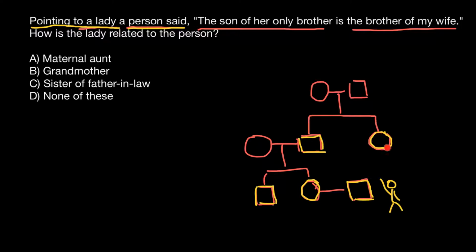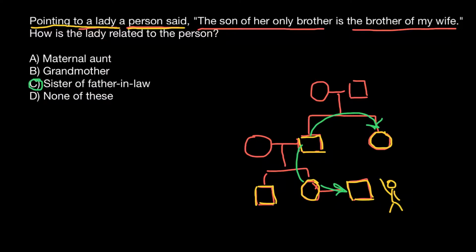She is obviously a sister of his wife's father. How else can we say it? We can say that the father of the wife would be the father-in-law of this person, and his sister would be the sister of the father-in-law. So as you see, the correct answer is answer C.